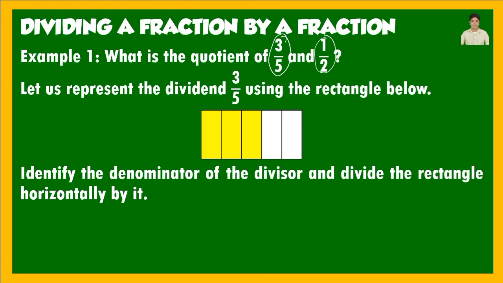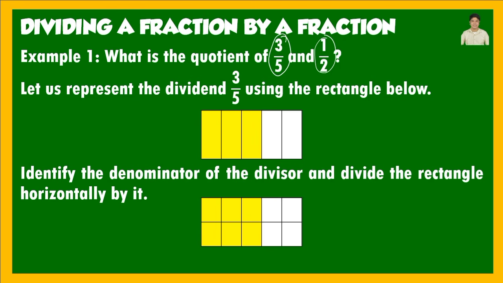Identify the denominator of the divisor and divide the rectangle horizontally by 2. So, yung divisor po natin is 1/2. And then, yung denominator nun is 2. That is why, hinati po natin into 2. Again, yung divisor po natin is 1/2, and we are asked to identify the denominator. So, the denominator is 2. Kaya, dinivide natin yung rectangle horizontally by 2.